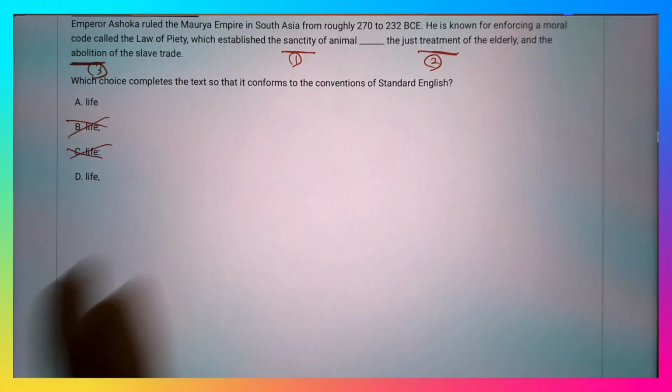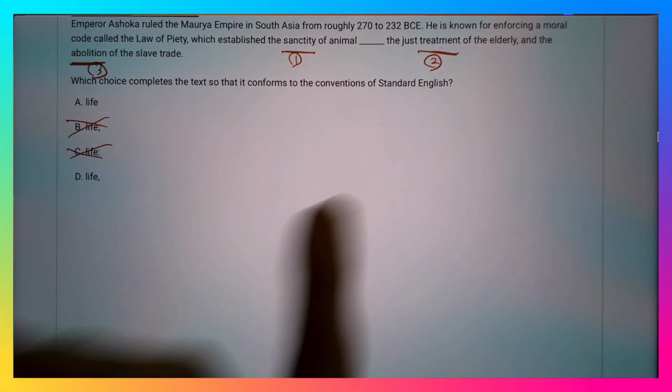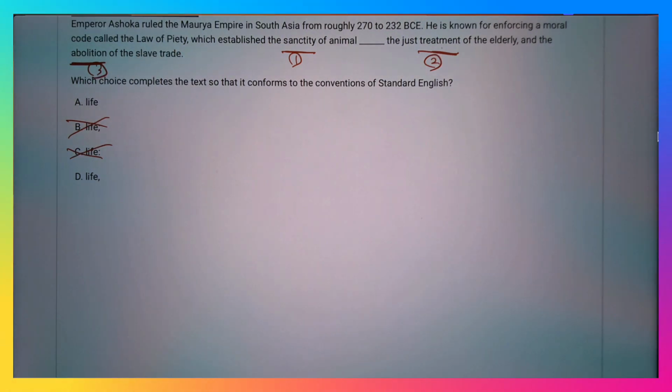All three items happen to be part of the law of piety. There's no priority here, and there's no other non-essential element describing it that requires a comma. So we don't need any semicolon here either.